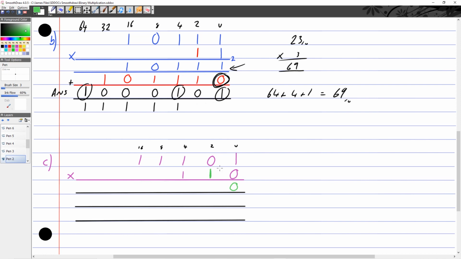just say 1 times 1 is 1, 1 times 0 is 0, 1 times that 1 is 1, 1 times 1 is 1, and 1 times 1 is 1. So that's that part done. And as we expected, this answer is the top answer shifted over 1 place to the left, because we were multiplying by 2, and times 2 in binary is a shift left.